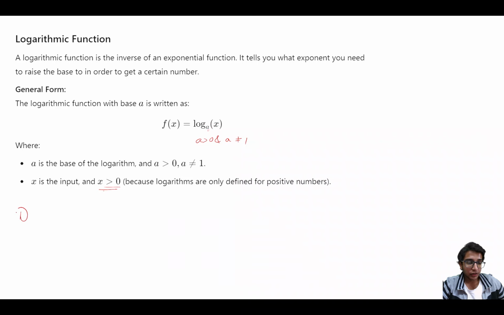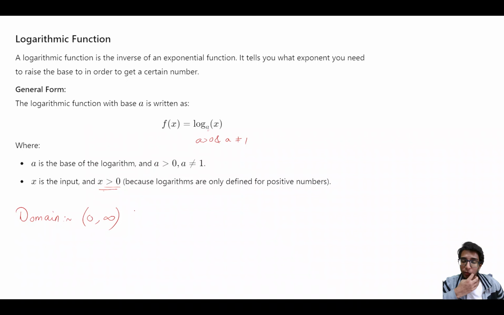Now when we talk about the domain of a logarithmic function, it is always from 0 to infinity. That means you cannot take negative values again, right? Because we are defining x to be greater than 0. So a domain cannot be less than 0.